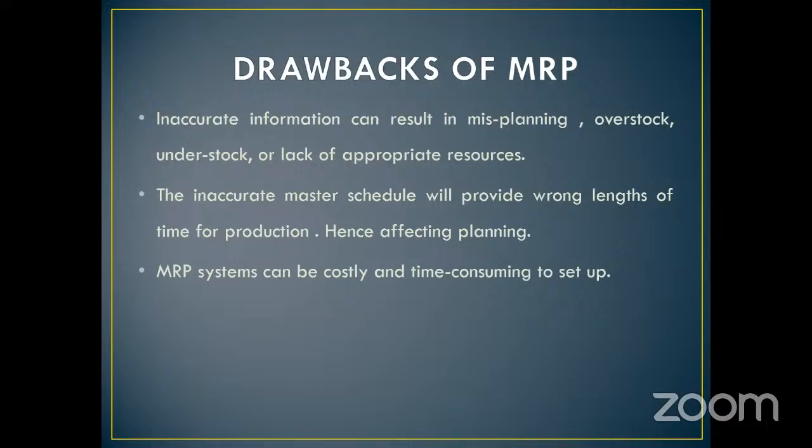What are the major drawbacks of this particular MRP? The major drawback of the MRP is that inadequate information can result in misplanning or overstock. Next, we can take the case of an inaccurate master production schedule, which will provide the wrong length of production time and hence offset the planning, because that is the very essential part of it.